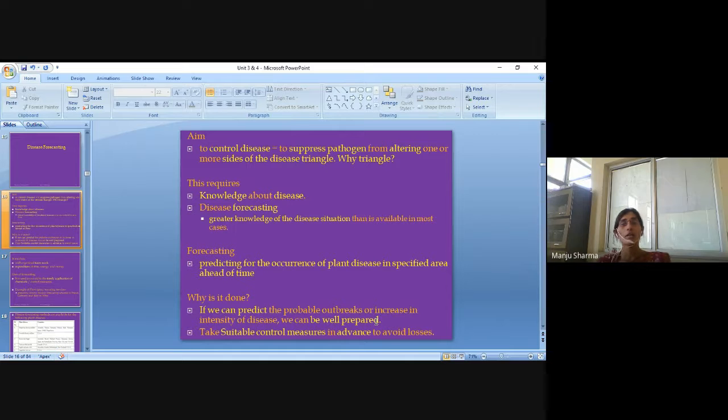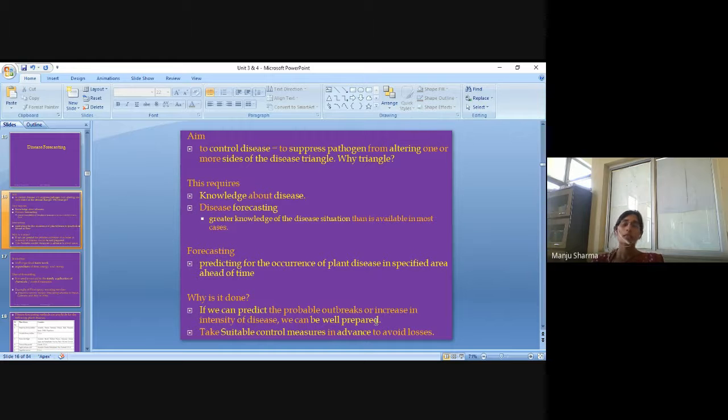This requires knowledge about the disease. Forecasting requires greater knowledge of the disease situation than is available in most cases. Then, forecasting is predicting the occurrence of plant disease in a specified area ahead of time.